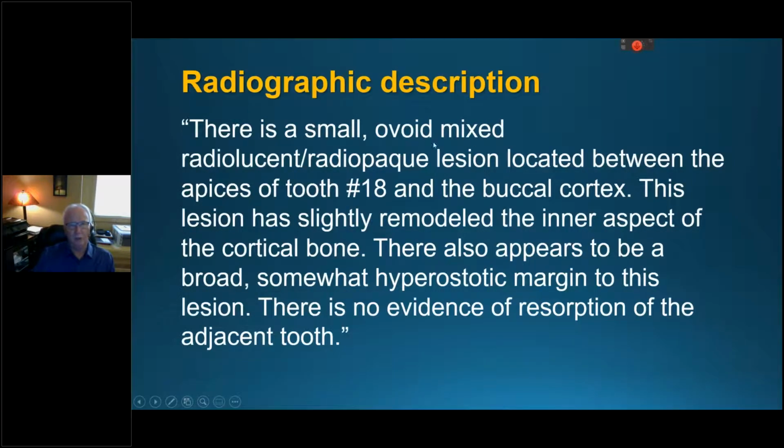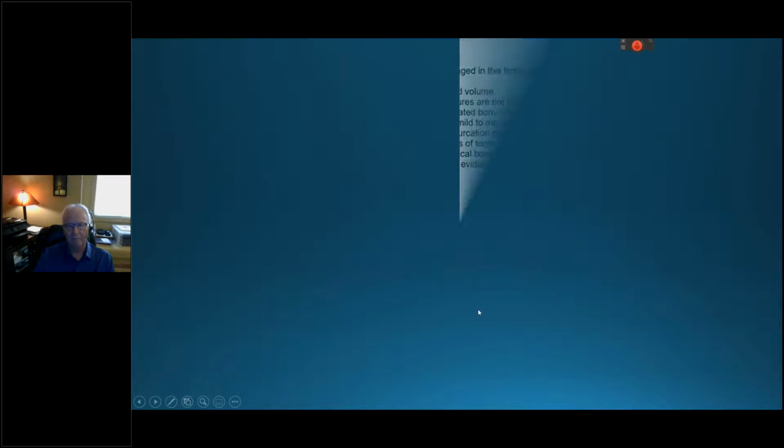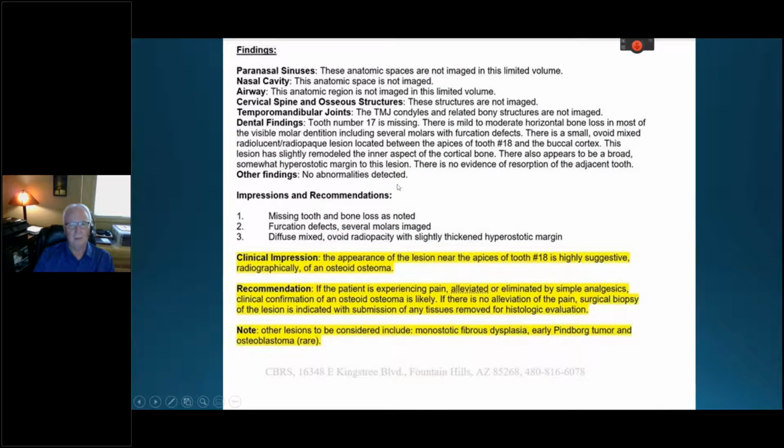The description: small ovoid mixed radiolucent radiopaque lesion between the apices. Where did that description come from? Well, that came from my report. This is a typical report with the findings of sinuses, nasal cavity, airway, cervical spine and osseous, TMJ, dental, and other. And you can see that most of the findings were in the dental section.